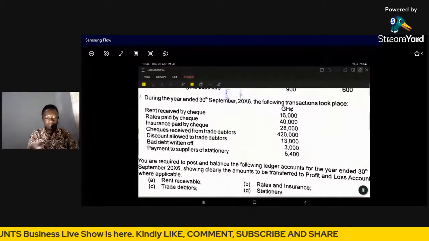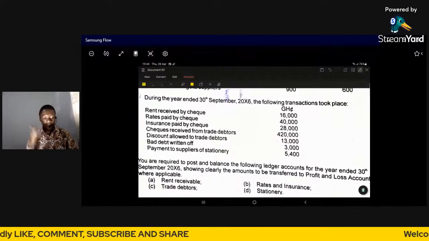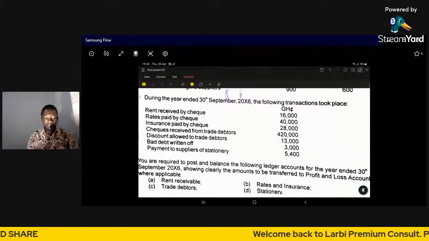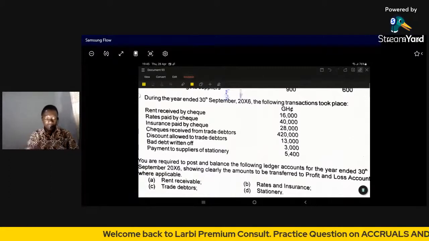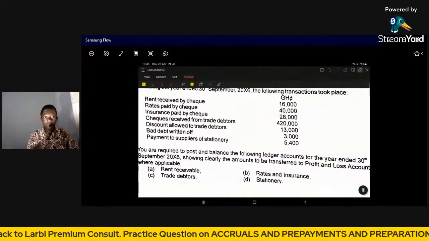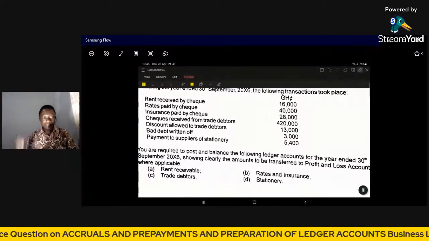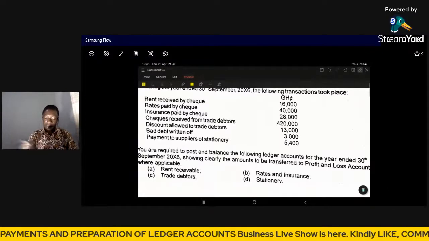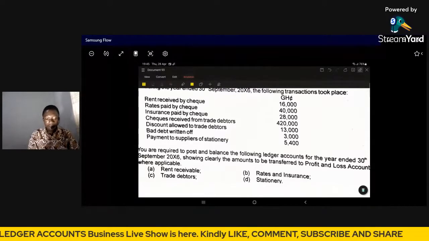We have rent received by cheque, rates paid by cheque, insurance paid by cheque. We have cheque receipts from trade debtors, discounts allowed to trade debtors, bad debts written off, and payment to our suppliers of stationery. The requirement here is that we are required to post and balance the following ledger accounts for the year ended 30th September 20x6 and show clearly the amount to be transferred to profit and loss where applicable. So these are the accounts that we are asked to prepare.